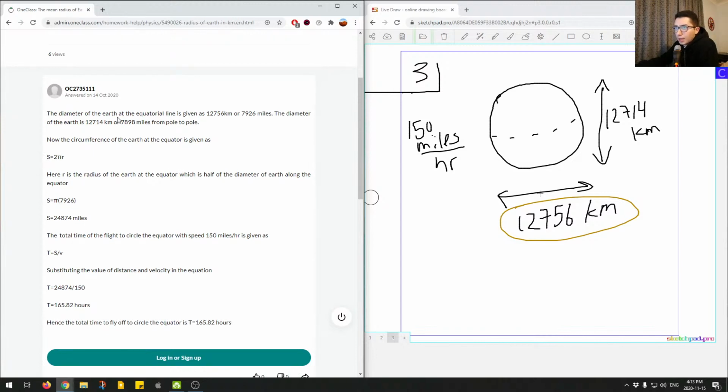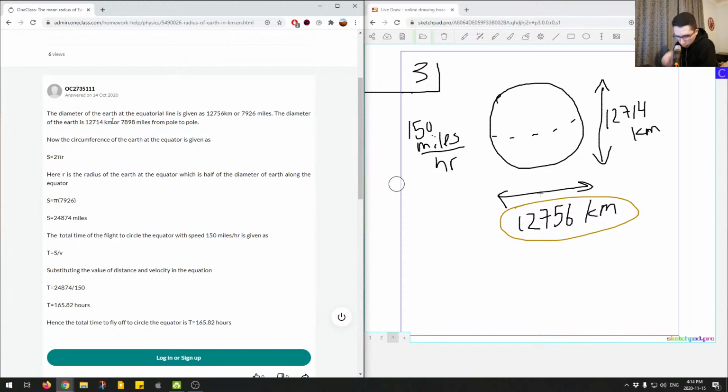So the diameter of the Earth at the equatorial line is given as this. So this one. Or this. So they do the conversion. They don't really show the diameter of the Earth from pole to pole, and they do the conversion.